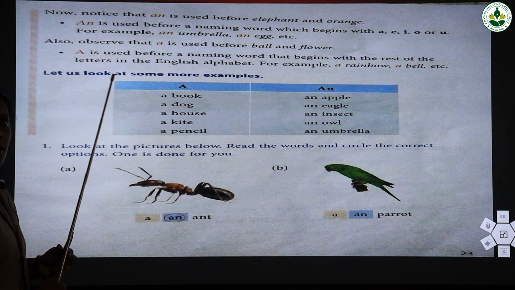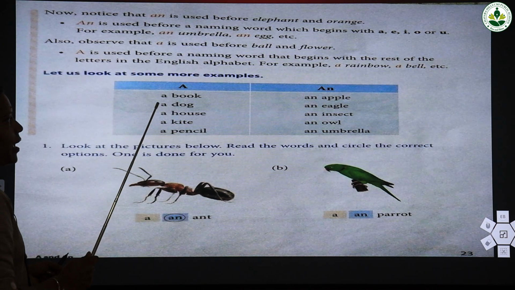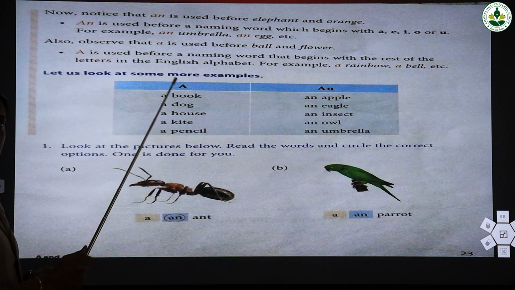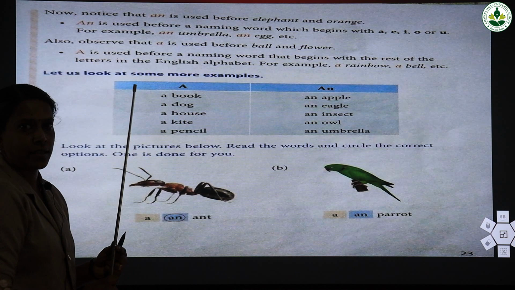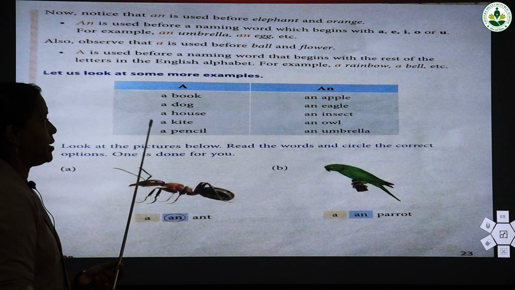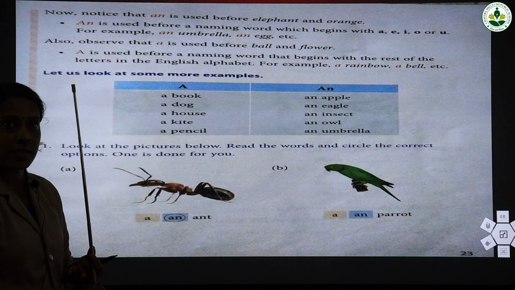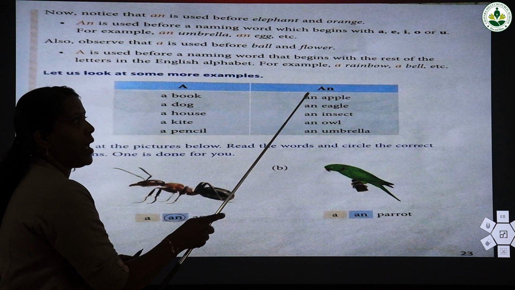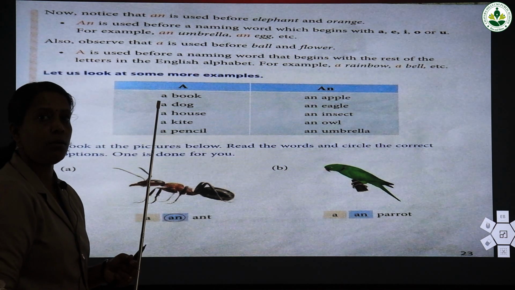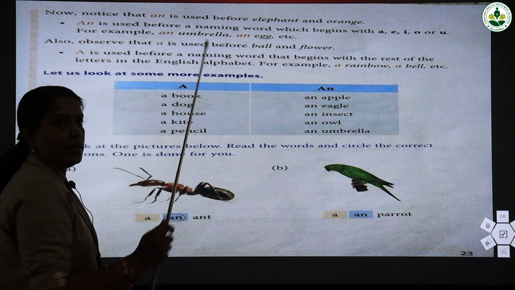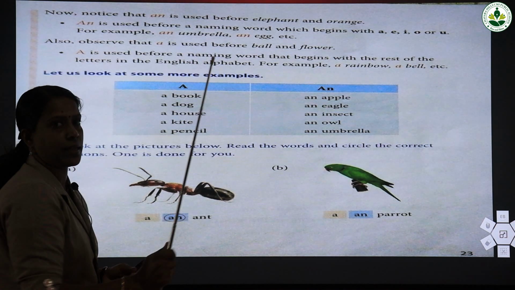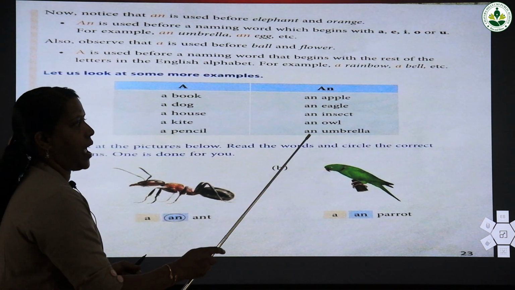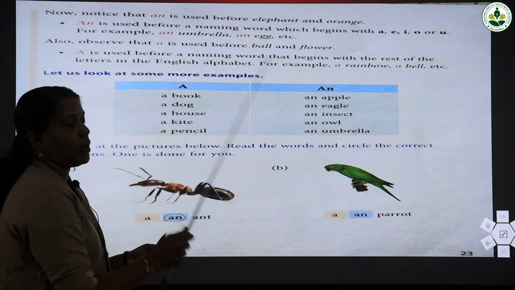So children, a book means how many books? One book. A dog. One dog. A house. One house. A kite. How many kites? Only one kite. A pencil. How many pencils? There is only one pencil. Here, look here. An apple means only one apple. An eagle. One eagle. An insect. Only one insect. An owl. One owl. An umbrella. Only one umbrella.